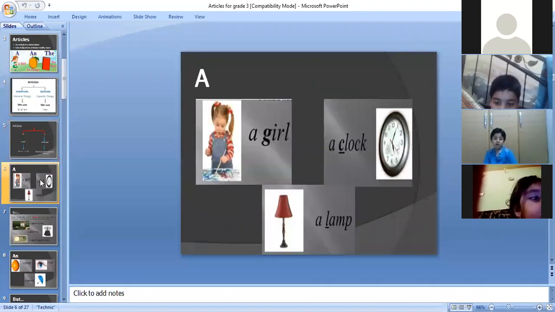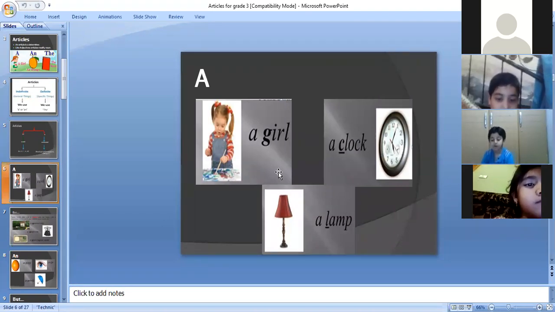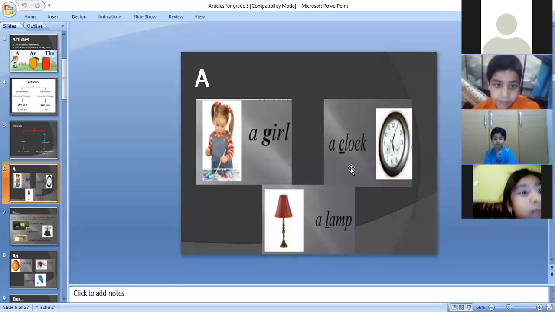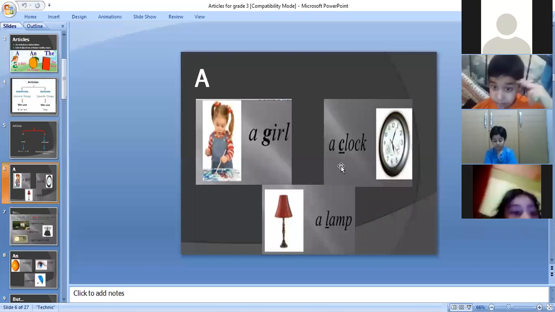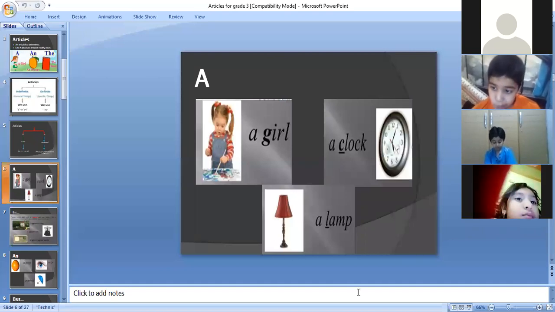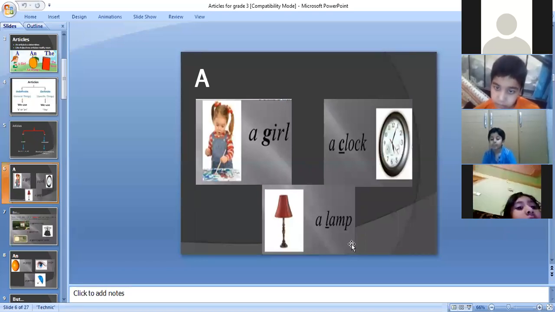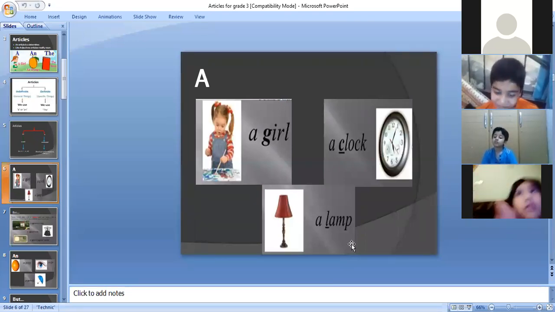Now I'll show you the examples here. Look at a girl. What's the word? Girl. G is a consonant letter. That's why we have used a before it. In the second example, the word is clock. It gives us a k sound. K is a consonant sound. That's why we have used a before it. Now, the next is lamp. A lamp. L is a consonant sound. We have used a before it.